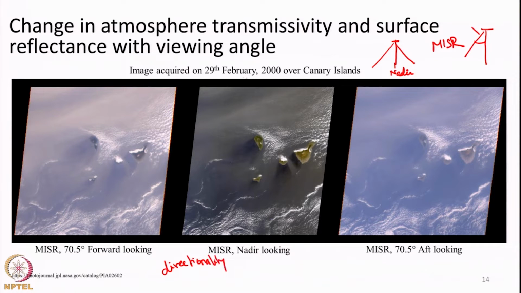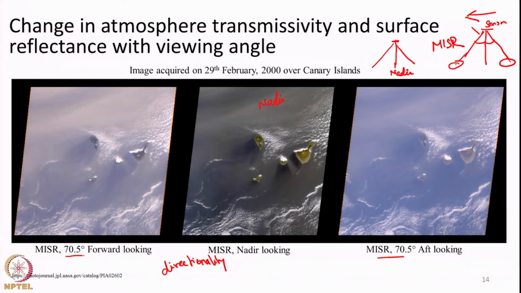So, this image was taken on 29 February 2000 over a place known as the Canary Islands. This image is taken at nadir looking, like the sensor is directly above this particular point. This image was taken at 70.5 degree forward looking, that is, the sensor is here and the land surface that is imaged is here, and the sensor is moving in this particular direction. So, this is known as forward look angle, the sensor is looking a little bit in the forward direction of its motion. This image shows the same area imaged in the backward direction, that is, the sensor crossed that particular area but tilted the detector backwards and observed the same area again.